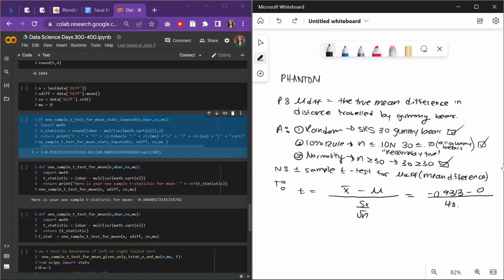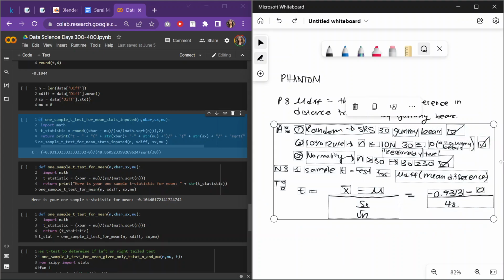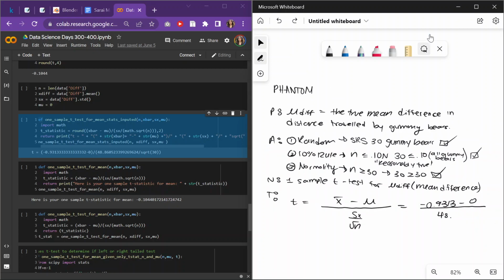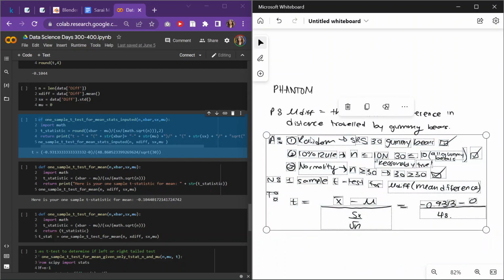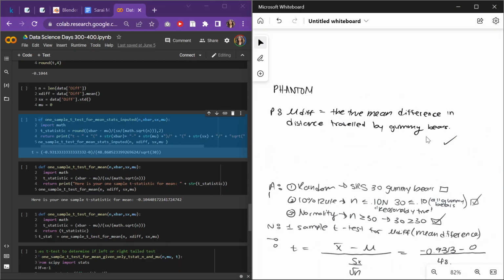Oh my god, I forgot the hypotheses. Okay, let me just do something real quick. Cannot believe I forgot to find hypotheses. How am I supposed to move these? Move this here. Move this here.